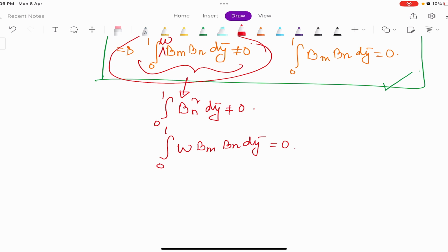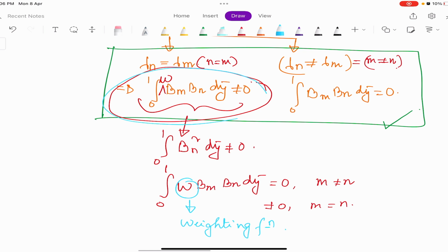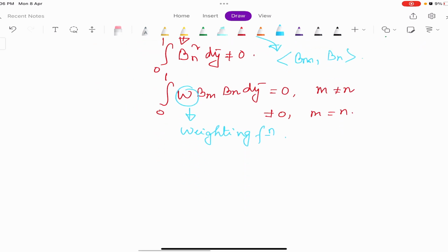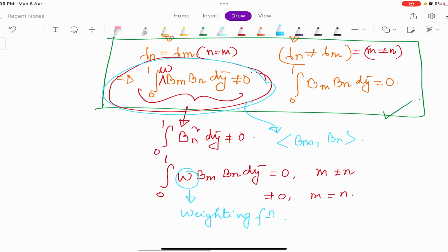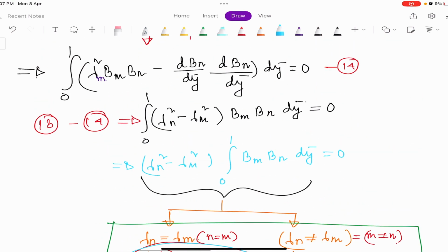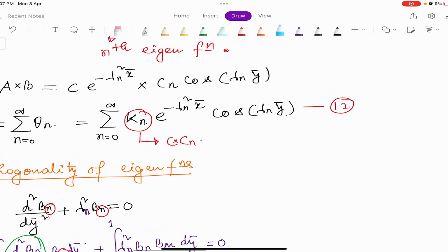This is equal to 0 if m is not equal to n, and this is not equal to 0 if m equals n. I can have a function w like here. So here this w is called the weighting function. Okay, and you see that this integral is called the inner product between bm and bn, in terms of the function space. I will not go into that. So this was the orthogonal property. So we can apply this one to find this constant kn.